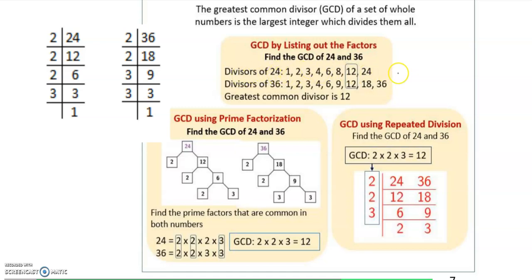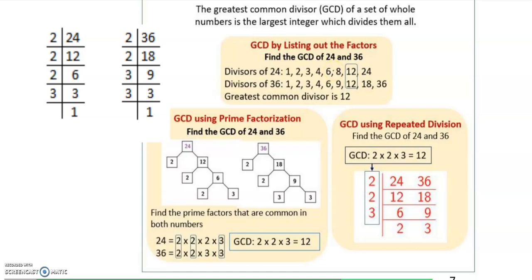So you can list the divisors. Again, you actually here 3 methods explained. Divisors of 36, I can write 1, 2, 3, 4, 6, 9, 12, 18, 36. Now you see which divisor is appearing in both lines. That is 12. So the greatest common divisor is 12. This is one way.